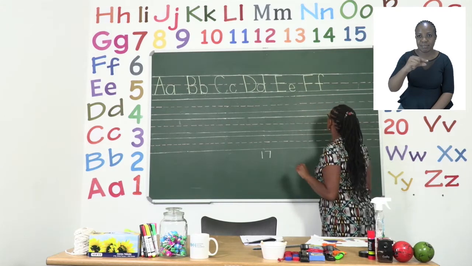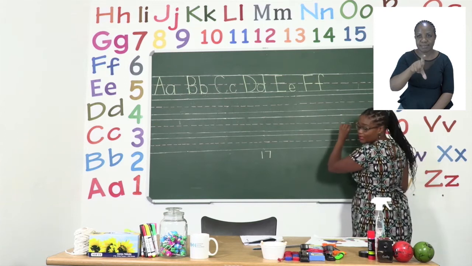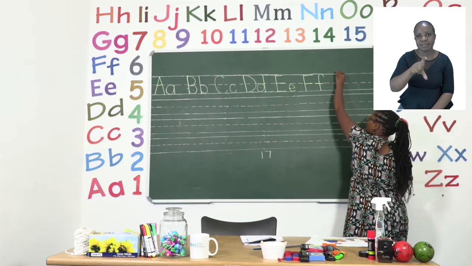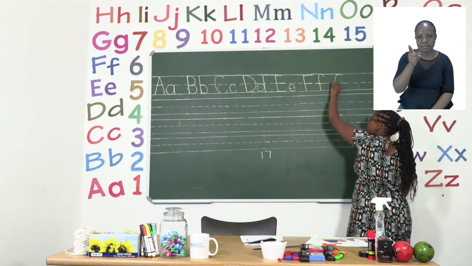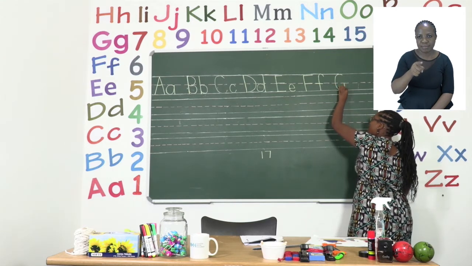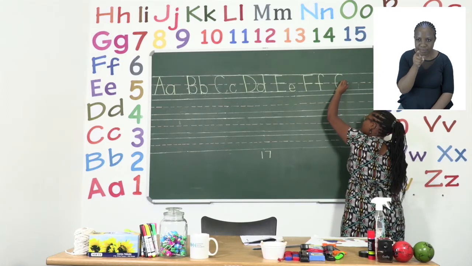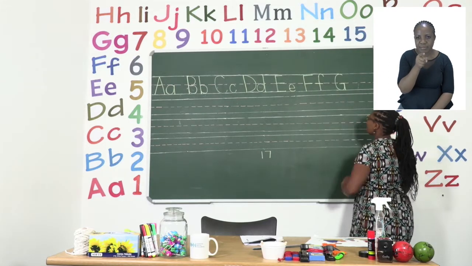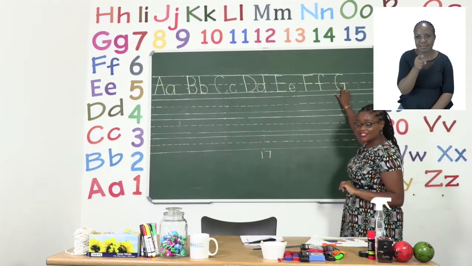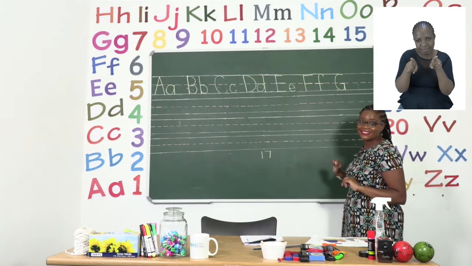So let us go and trace it. We are going to start with round, up to its legs, down. And this G has a cap. There we go. So your letter G must look like this.